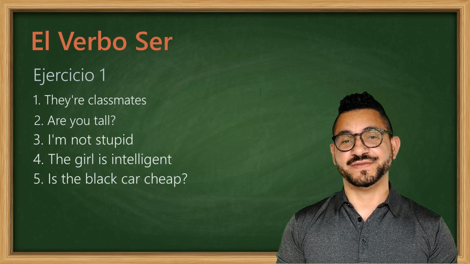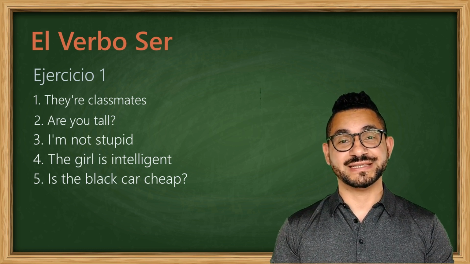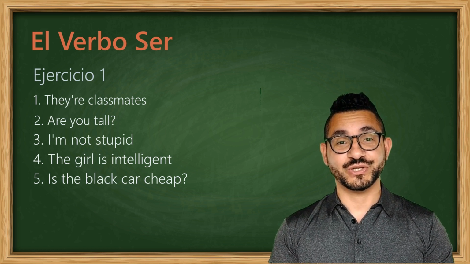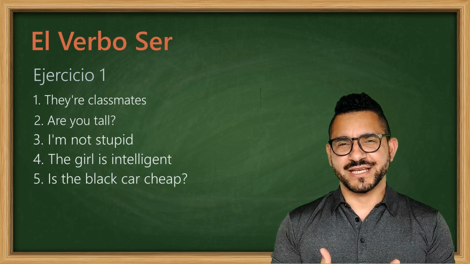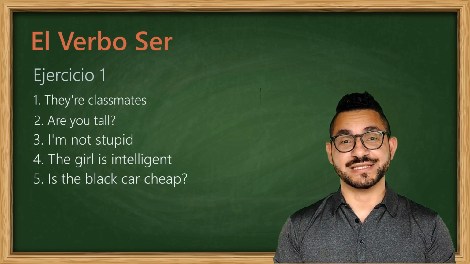Let's translate the following sentences. Ready? Let's go. Number 1, they're classmates. Number 2, are you tall? Number 3, I'm not stupid. Number 4, the girl is intelligent. Number 5, is the black car cheap? Feel free to pause the video while you practice.